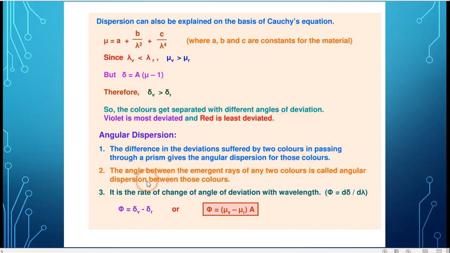What is angular dispersion? The difference in the deviation suffered by two colors in passing through a prism gives the angular dispersion for those colors. The angle between the emergent rays of any two colors is called angular dispersion between those colors. It is the rate of change of angle of deviation with wavelength. Phi is equal to d delta upon d lambda. Phi is equal to delta v minus delta r, or phi is equal to mu v minus mu r into A.